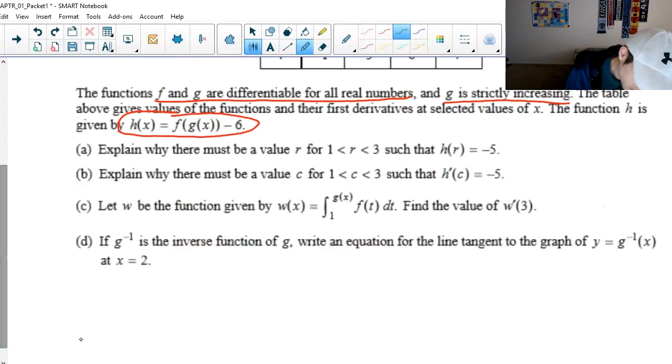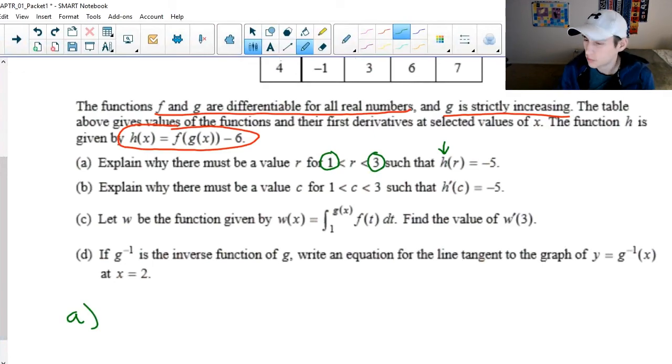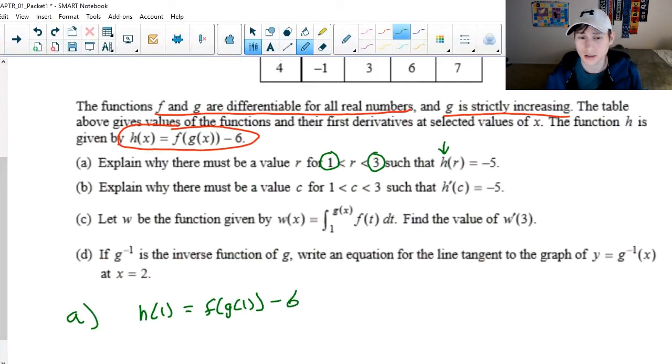So part A. Explain why there must be a value r between 1 and 3 such that h of r is negative 5. All right, well, the first thing I'm going to do is, since this is asking about h of something to make negative 5, I'm going to look at h at 1 and h at 3. So h of 1, based on the definition, that's f of g of 1 minus 6.